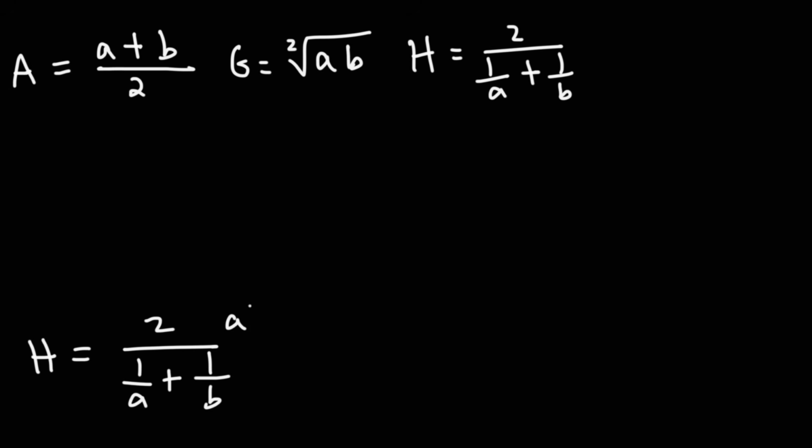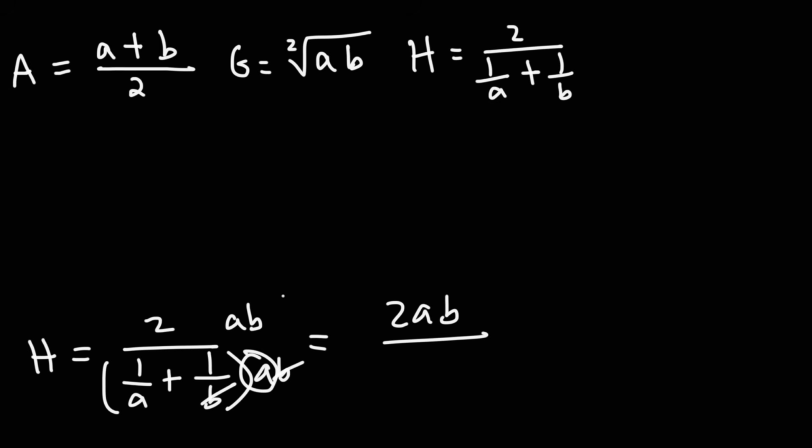If we multiply the top and bottom by ab, we get 2ab on the top. Here the a's will cancel, giving us b. And here the b's will cancel, giving us a. B plus a is the same as a plus b. So we get this other form of the harmonic formula. So you may want to write this in your list of equations. So the harmonic mean of two numbers is 2ab over a plus b.